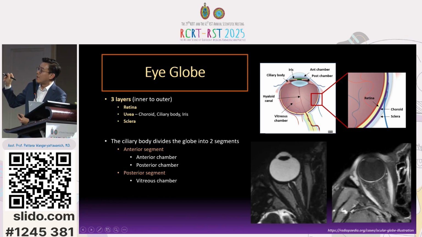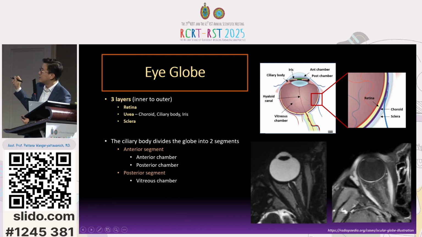If you perform a high resolution T2 weighted image, you should be able to identify the iris, and you see that this area is going to be the anterior chamber of the anterior segment, and this area is going to be the posterior chamber. And then the posterior segment has only one component, that is the vitreous chamber.